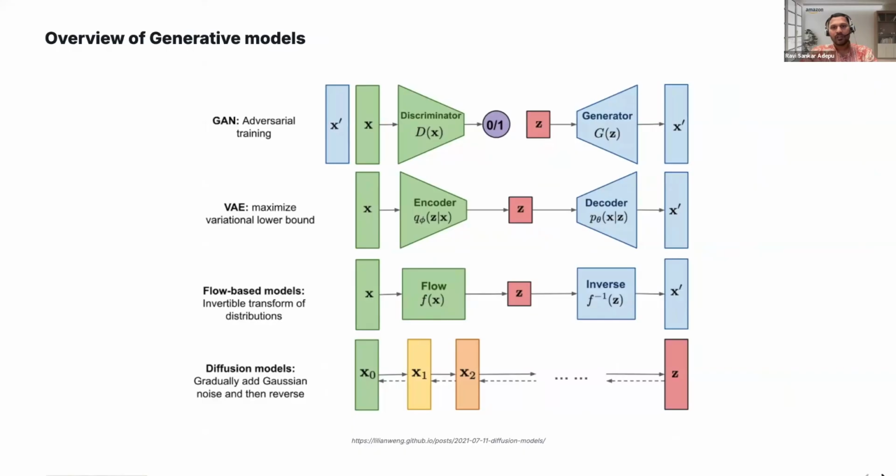So here's a quick overview of the generative models, a quick map of the landscape first. There are a few big families of generative models, and they all try to do the same thing.